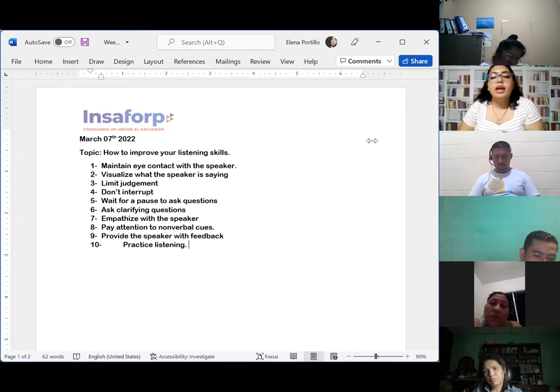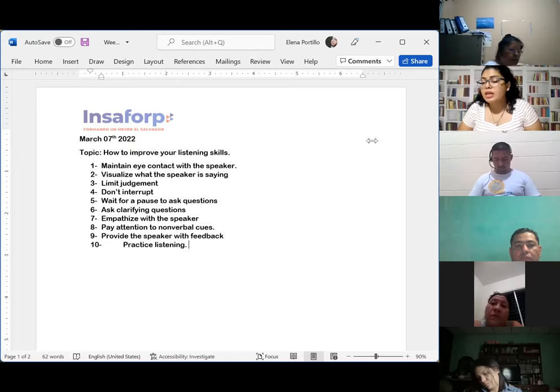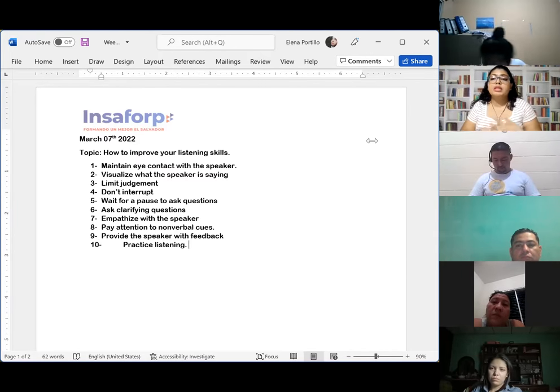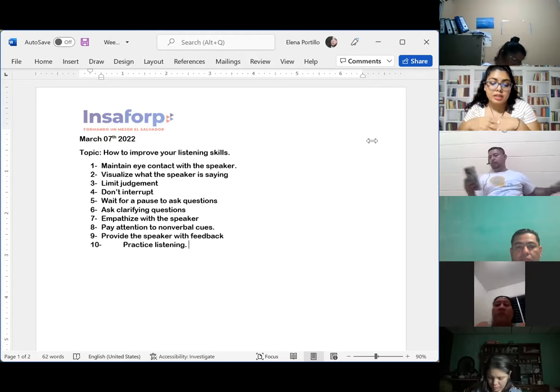So, en el número 4, no vamos a interrumpir a las personas. Vamos a dejarlas que terminen, que expresen todo lo que quieren decir. Y si esa persona quiere una solución, se la podemos ofrecer. Si esa persona quiere un consejo, se lo podemos dar. Pero siempre y cuando esa persona nos dé la pauta para hacerlo. And that's very important in improving our listening skills.